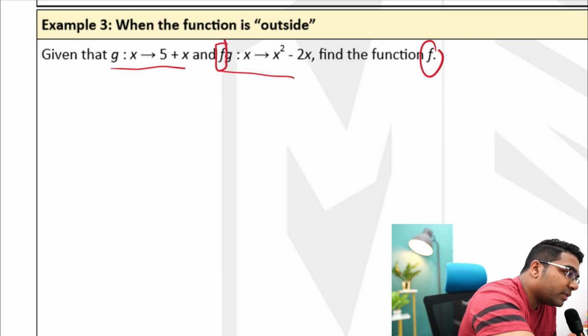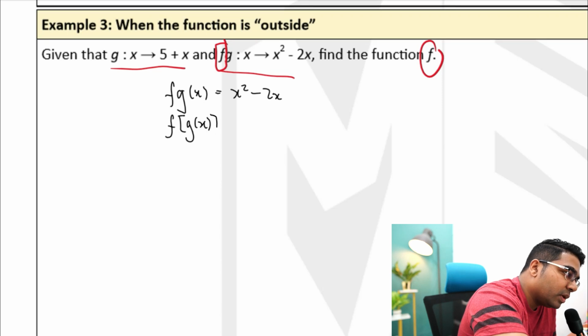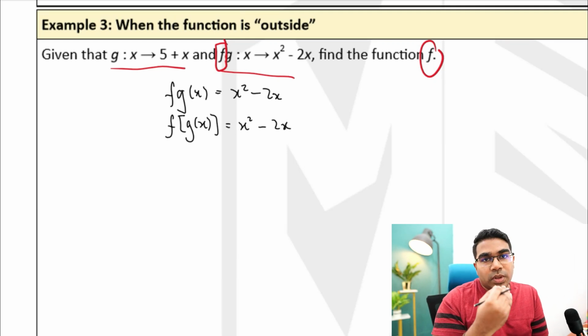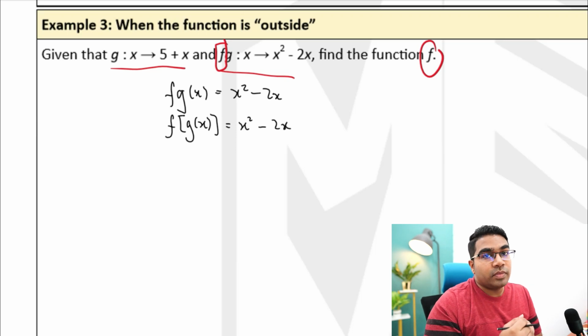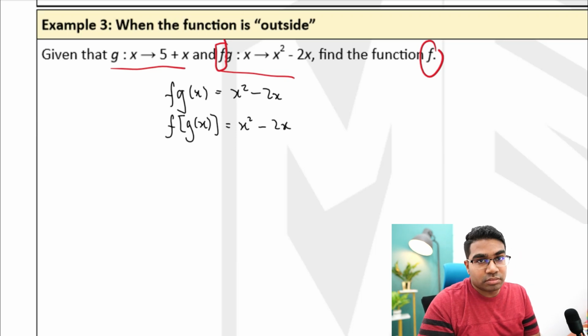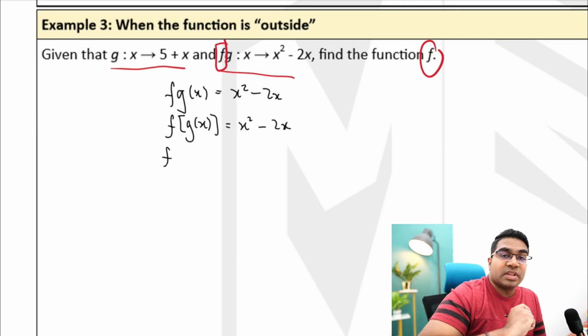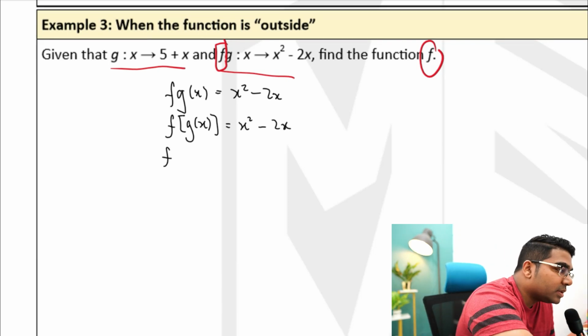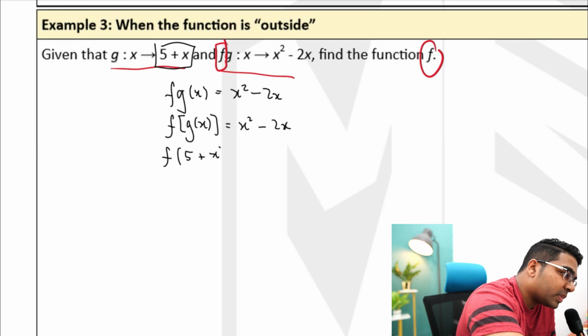So fg of x is equal to x squared minus 2x. Now we can define fg of x as f of g of x, which is equal to x squared minus 2x. Now in the earlier example, we were given the function f. This time we are given the function g. So f of g of x. What is g of x? G of x is 5 plus x. So f of 5 plus x is equal to x squared minus 2x.